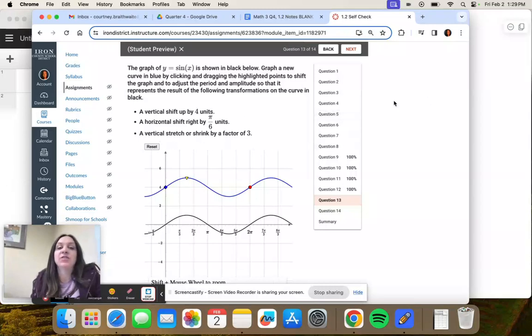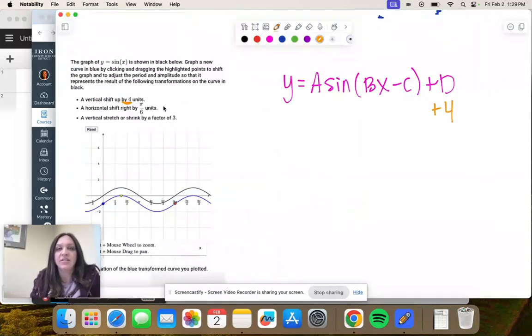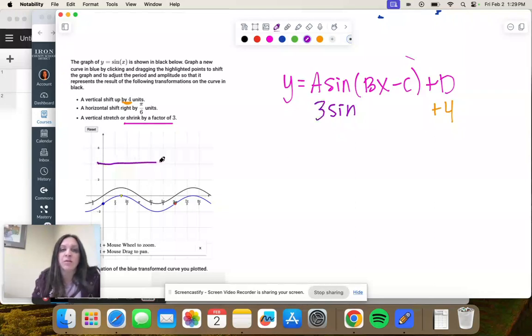Okay, I like to do horizontal shift last, so I'm going to jump here to a vertical stretch of 3. That's our amplitude. So A is 3. And that means I want 3 units above the midline and 3 below. So if I'm up here at 4, how many is 3 above that? It needs to go up to 7, and 3 below would come down to 1.